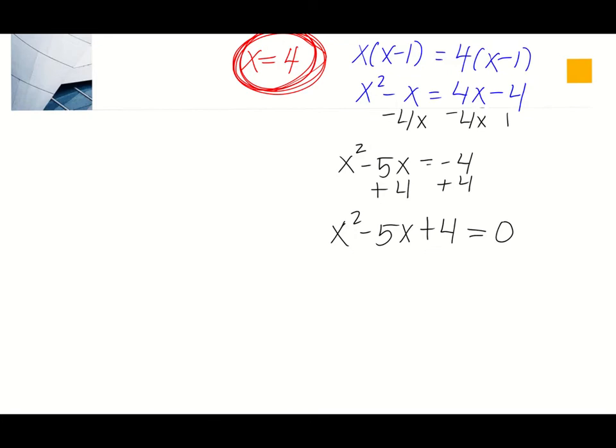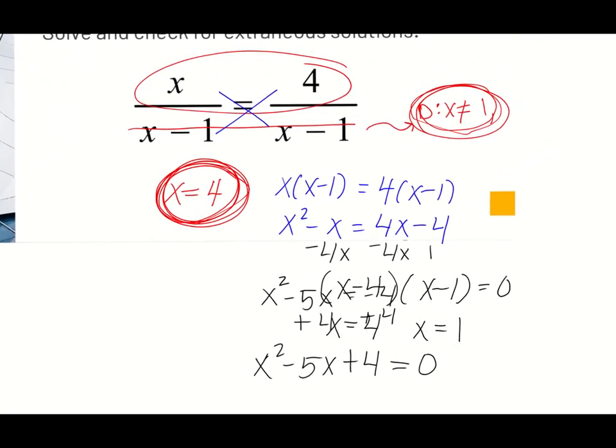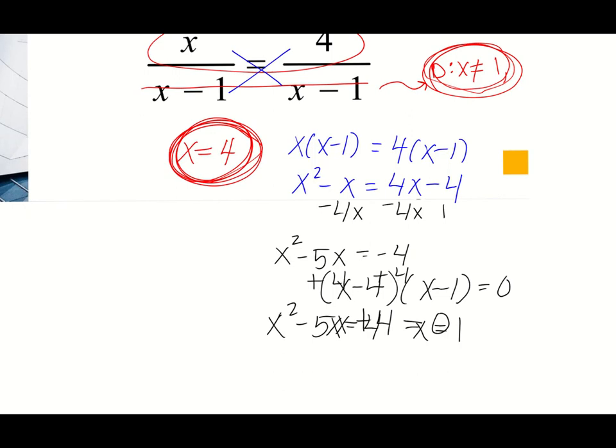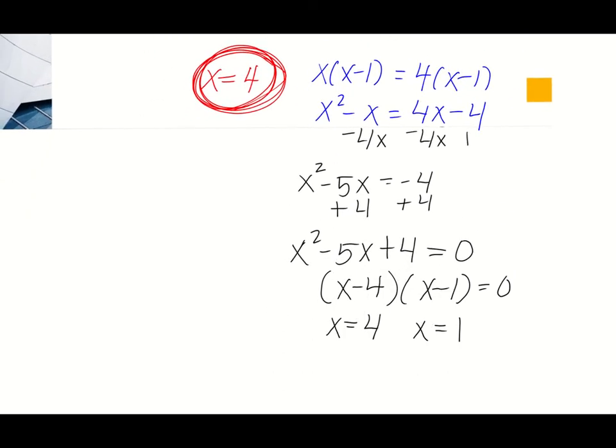How do we check for extraneous solutions? We look at our domain restriction. X cannot be 1. So that means 1 would be an extraneous solution, and 4 would be our only solution, which was the same as when I just set the numerators equal to each other. So if you can recognize that the denominators are already the same, just solve the top, that works. Or cross multiply and you end up with the same answer, just a little bit more work.